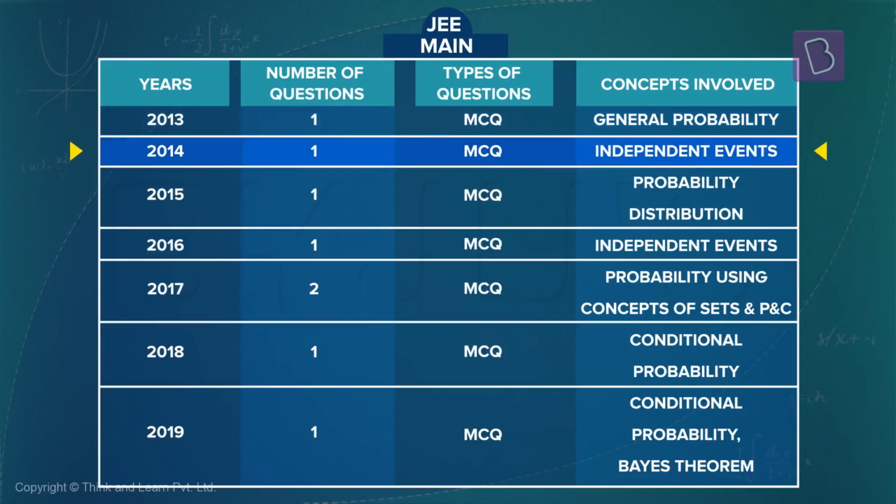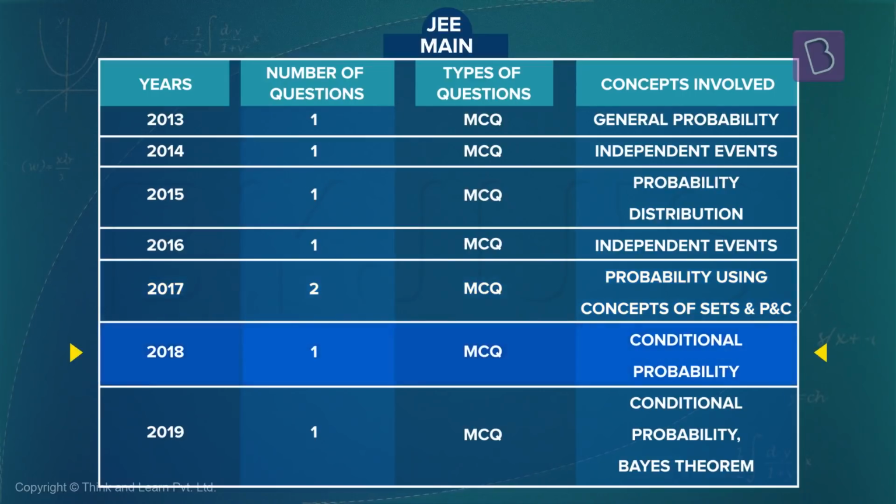Whereas in 2014, the concept of independent events was tested in the examination. 2015, the question which came was from probability distribution, the only distribution that you learn in probability in your 11th and 12th standard. That was tested in the 2015 examination. 2016 again tested your understanding of independent events. And in 2017, they tested probability questions. There were 2 questions, remember, and you are using the concepts of sets and permutations and combinations. So probability using the concepts of sets and permutations and combinations is what was asked in Main 2017.